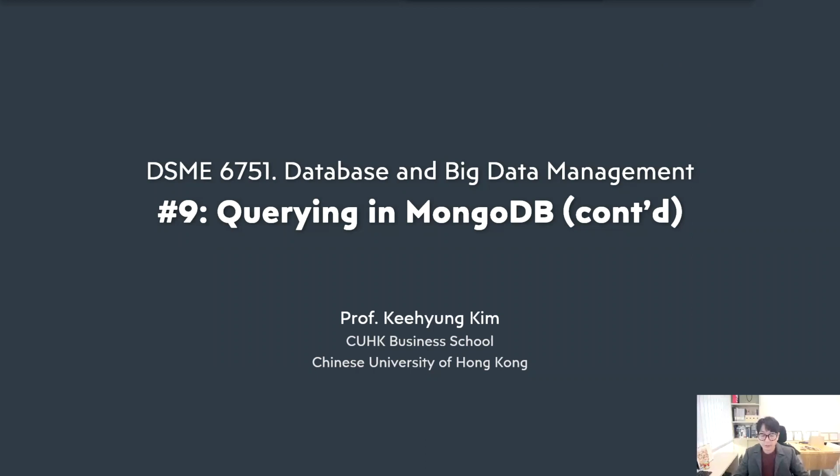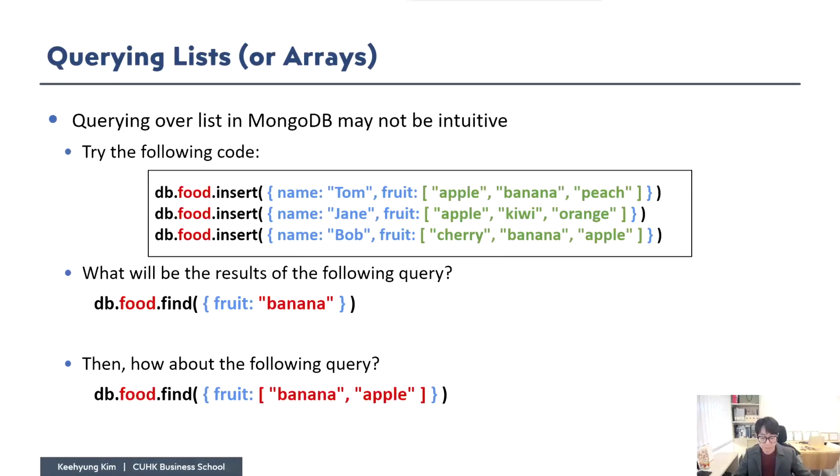So last time we were talking about the query in MongoDB, and we have some leftover stuff. So let's go from there. The first one is this. So we were talking about how to design a MongoDB query, and we kind of stopped here. So let me talk about this. So this is about designing a MongoDB query over the list.